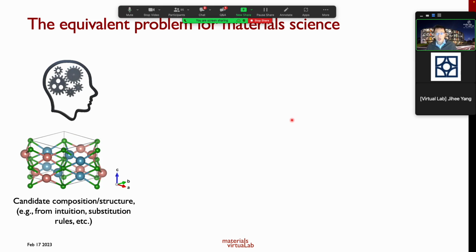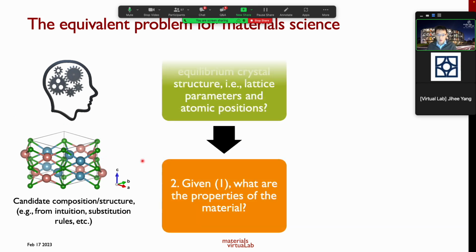So the equivalent problem in material science is, of course, let's say you are interested in trying to look for new materials for a particular problem, right? Let's say you want a new solar material or you want a new lithium-ion battery cathode material. You will usually go to some database and try to find out, okay, these are all the lithium-ion battery materials that are already known. How do I modify them to come up with new compositions? Or you can also use some form of structure prediction algorithm to come up with some new candidate structure or composition, okay?